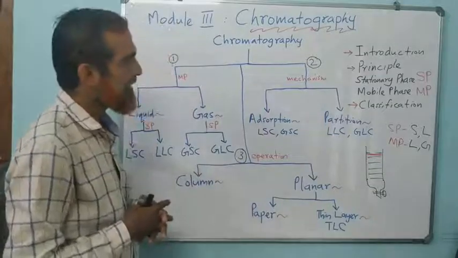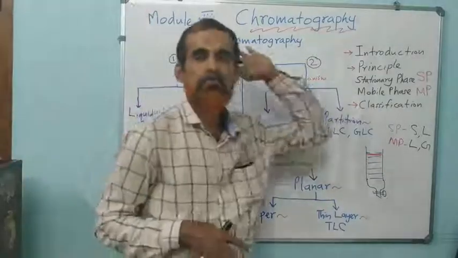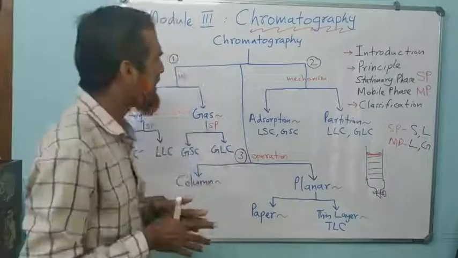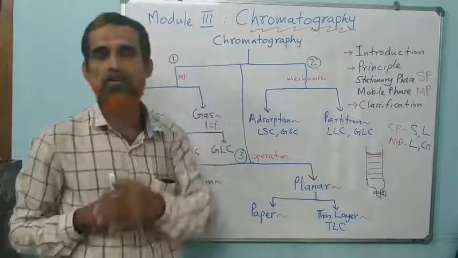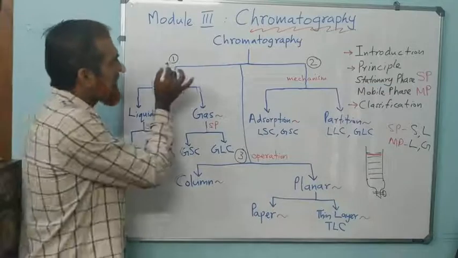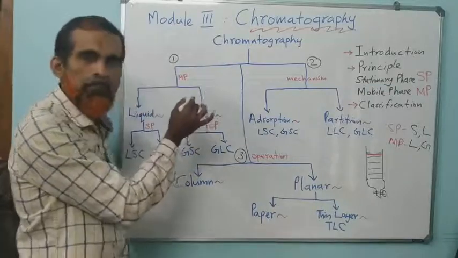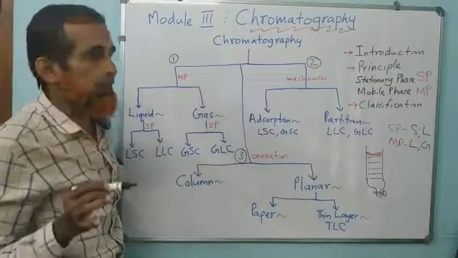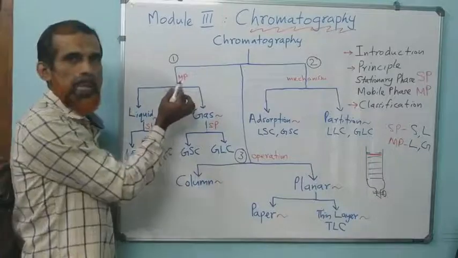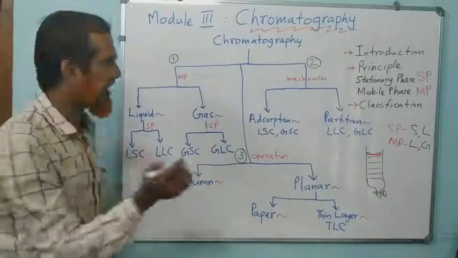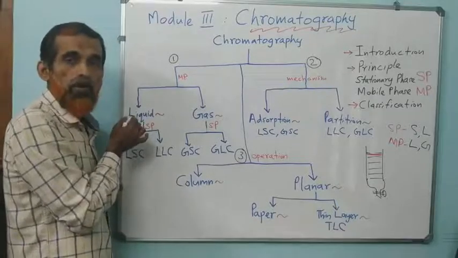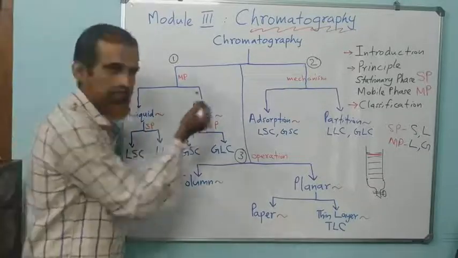Fine. Now coming to the classification. There are different types of chromatography. Basically, generally they can be divided in three different ways, three types of classification. See the first one. The first classification is based on the mobile phase used. I told you mobile phase can be liquid or gas. Okay. So based on the type of mobile phase, the nature of mobile phase, there are two types of chromatography. If it is liquid, it is called liquid chromatography or gas chromatography.